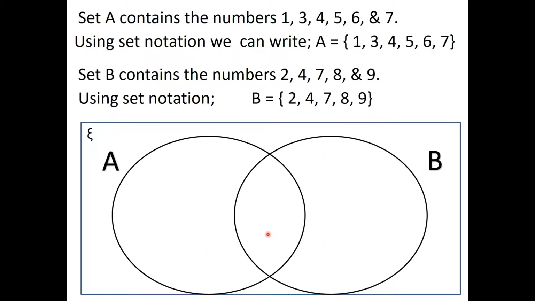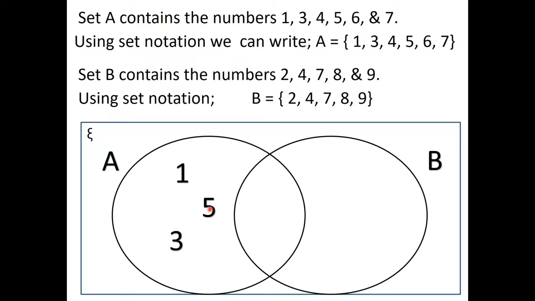Straight away I can put in some of the numbers. We'll start with A. I can put 1 in; 1 is sitting over here in the A circle. I can put 3 in there. 4 I'm going to leave for a minute because 4 you'll notice comes up here as well. 5 I can put that in.